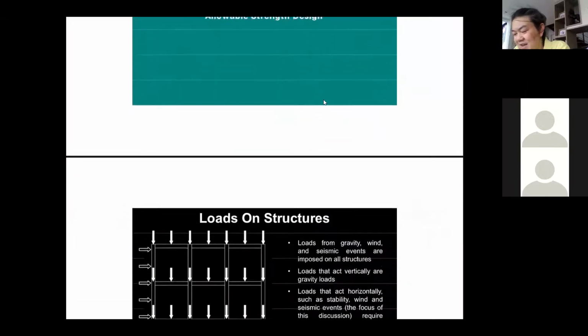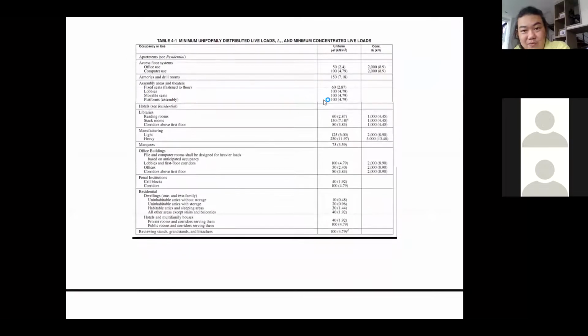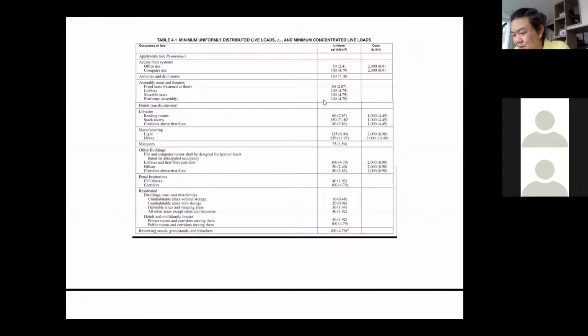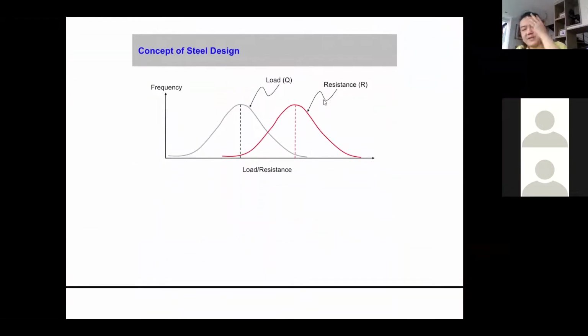We already mentioned this. Design philosophy, the law side. This is an example of the law stating what kind of load you need to design for. We already mentioned that. This is from another country. The concept, we already mentioned this a little bit. I'm not going to go into much detail because we already mentioned enough that in the end, you need to make sure that the resistance is greater than the load.